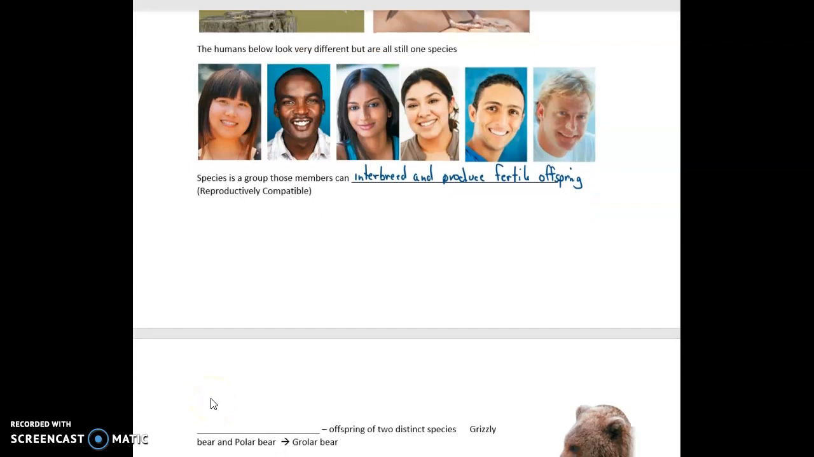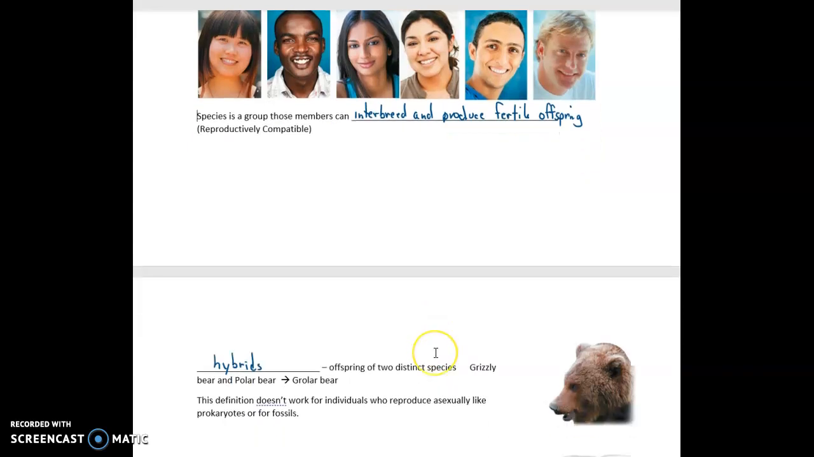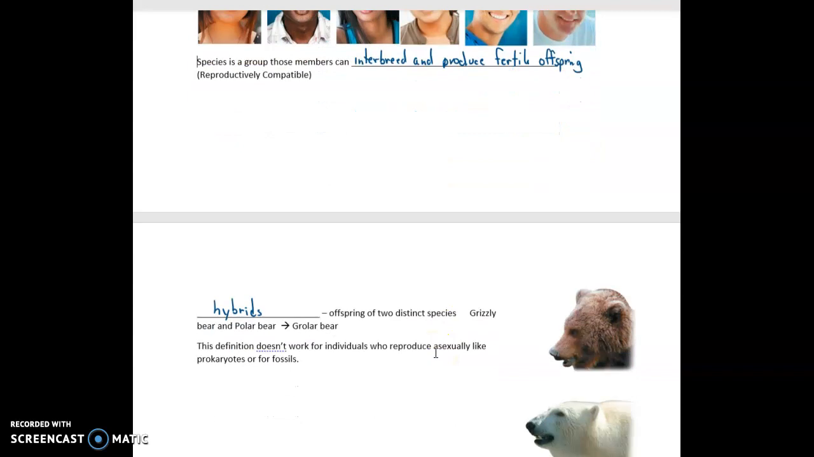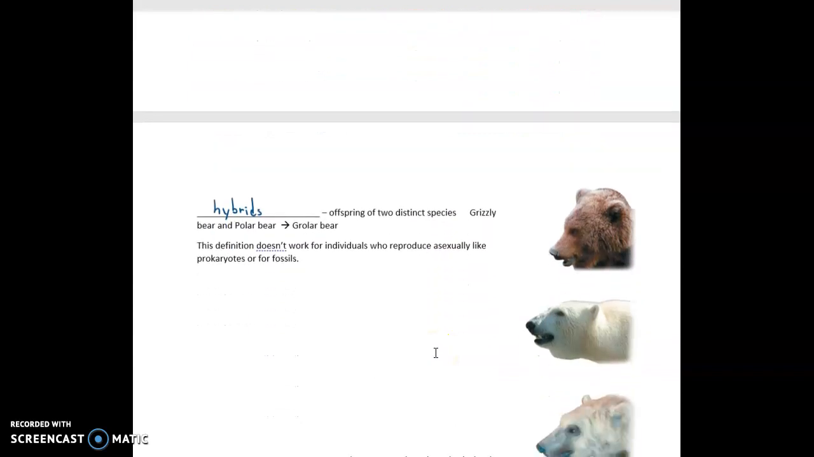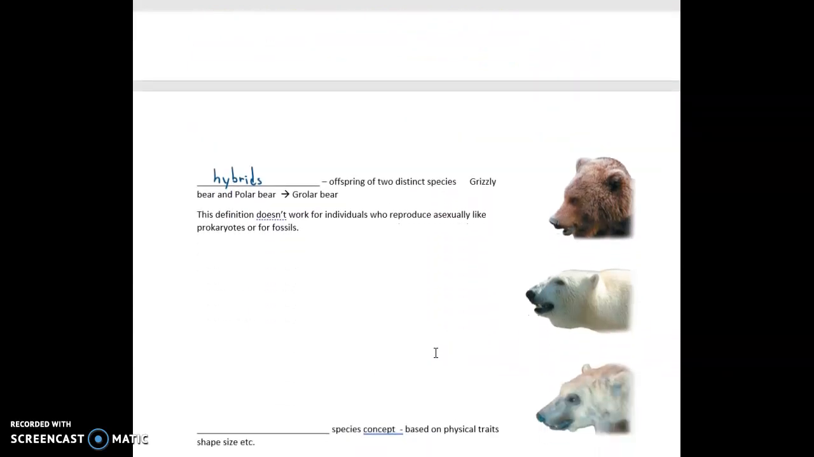Now, sometimes we get offspring from two distinct species, and we call these hybrids. An example, as your textbook gives, is a grizzly bear and a polar bear. And as the ranges where they live are beginning to overlap, we're seeing more of these grolar bears.